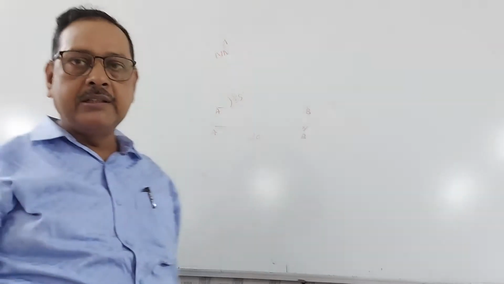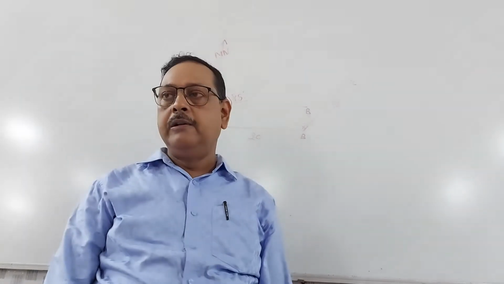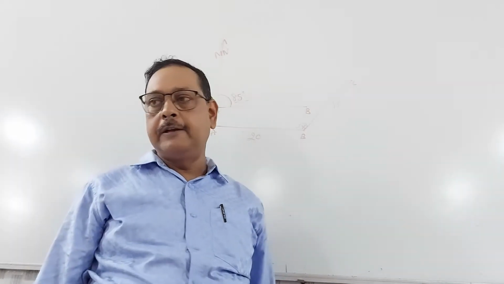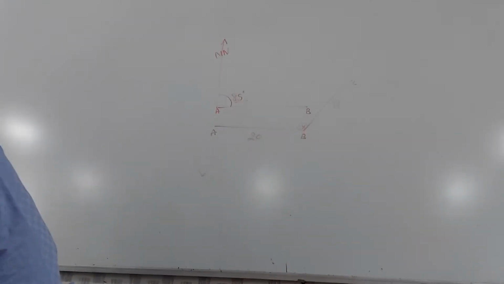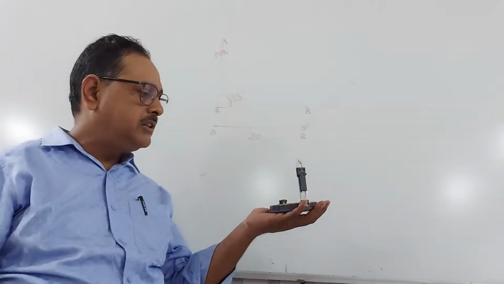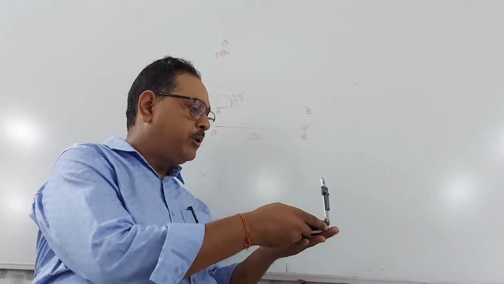So today I am discussing the prismatic compass. This device will give you magnetic bearing, and it is very simple and very handy also. Its weight is only 200 gram, and it has various components like this.